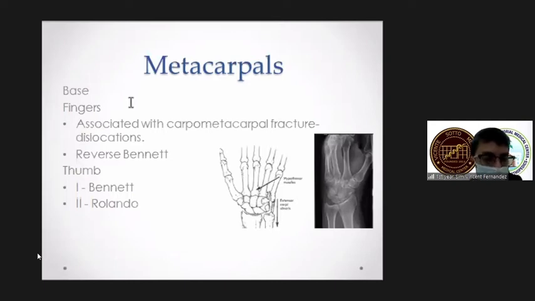So, metacarpals. Your fingers are usually associated with carpal metacarpal fracture dislocations because of the proximity. So I will be discussing later the fracture of the first metacarpal. This includes your Bennett and your Rolando, and I will discuss the difference. We also have a reverse Bennett.